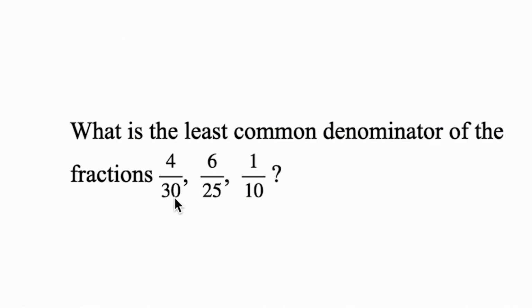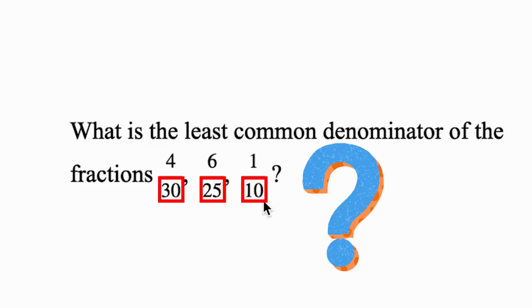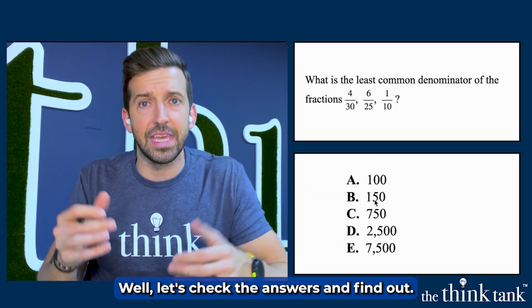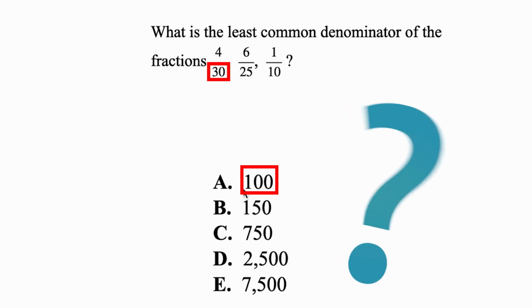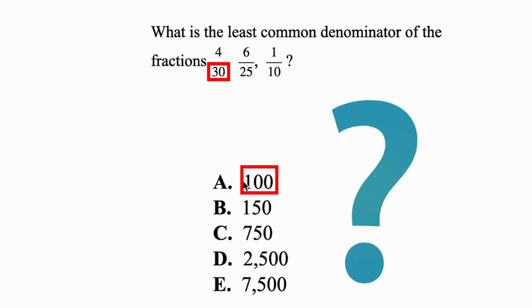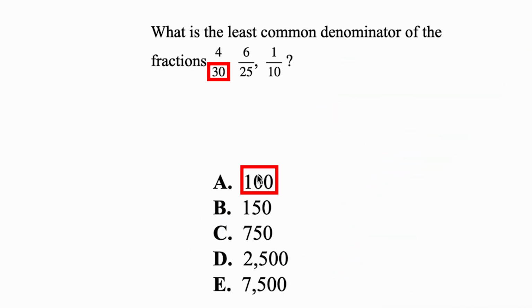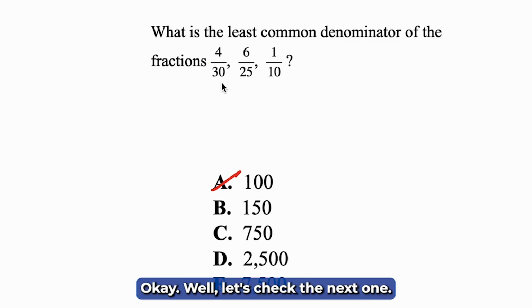In this problem, what's the smallest number that 30, 25, and 10 all go into? Well, let's check the answers and find out. Does 30 go into 100? Use your calculator if you need to, but you could probably see for yourself. 30 does not go evenly into 100. So I guess 100 cannot possibly be the common denominator of these three numbers because 30 doesn't even go into it. Okay, well, let's check the next one.